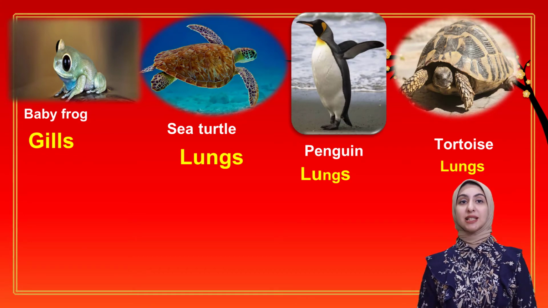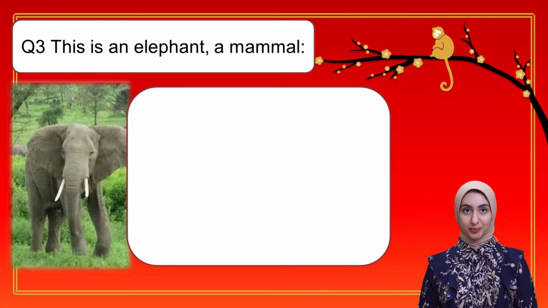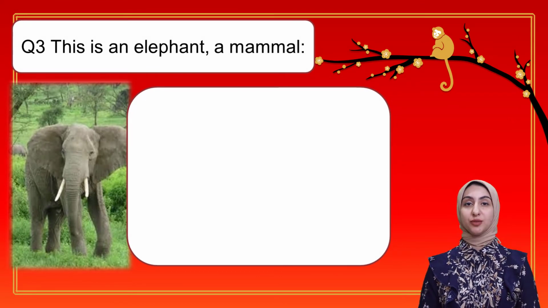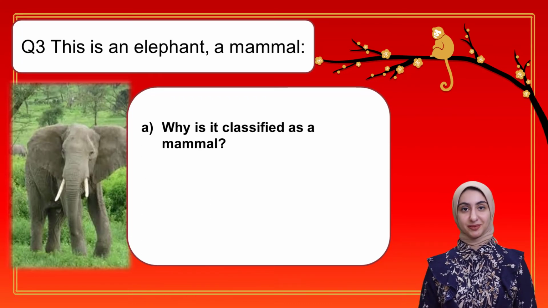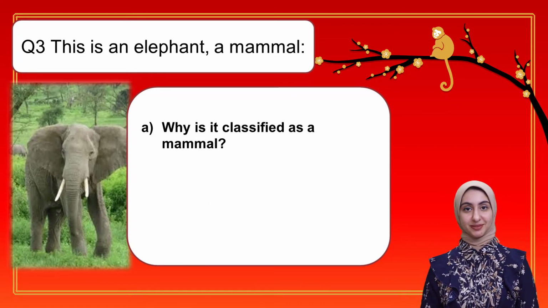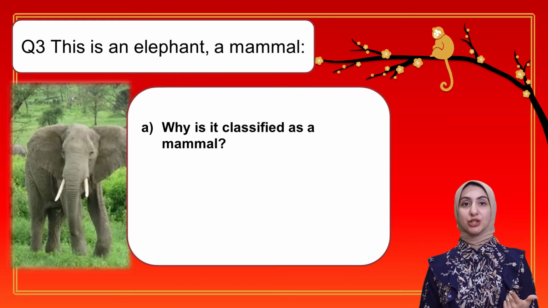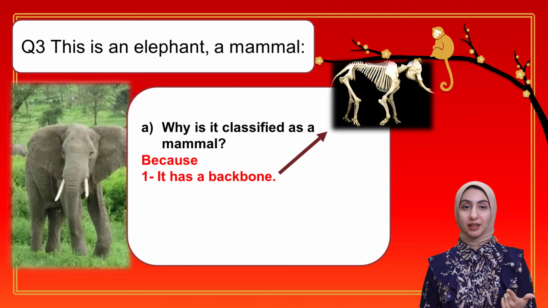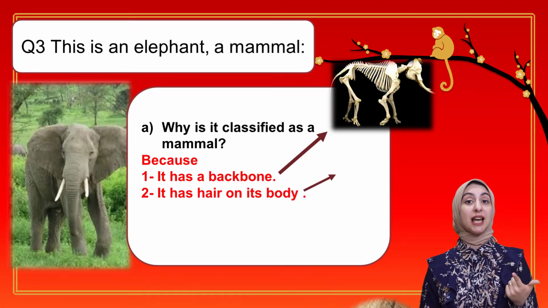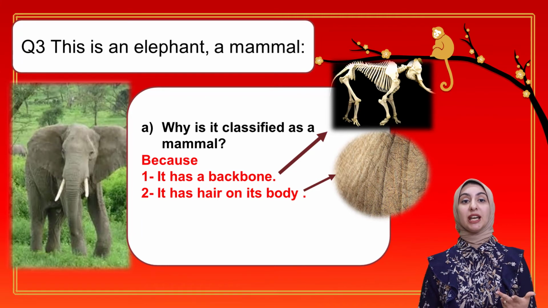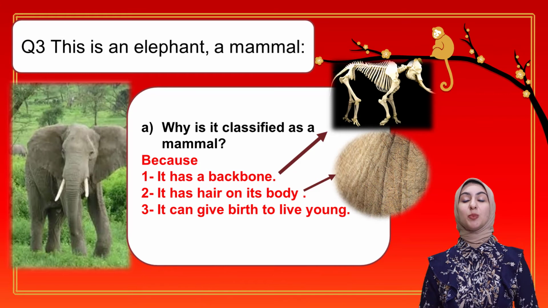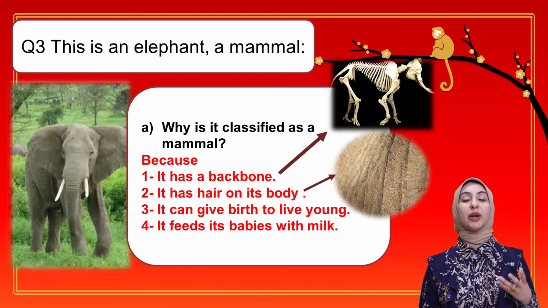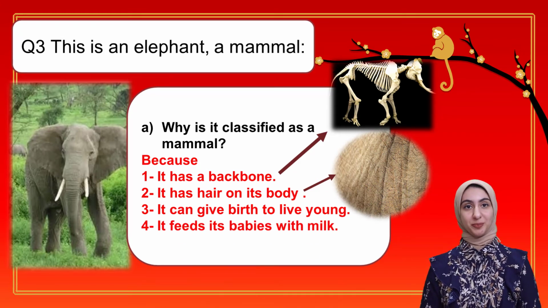Question 3. This is an elephant, a mammal. Question A. Why is it classified as a mammal? What do you think? Yes, number 1, it has a backbone. Number 2, it has hair on its body, like on its tail and on its head. Number 3, it can give birth to the young. Number 4, it feeds its babies on milk, so it is classified as a mammal.